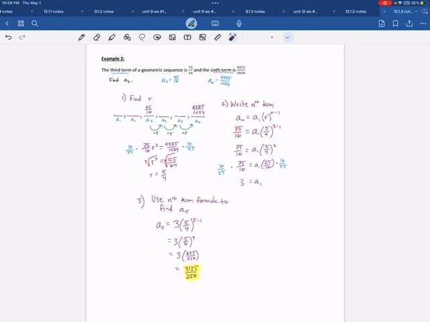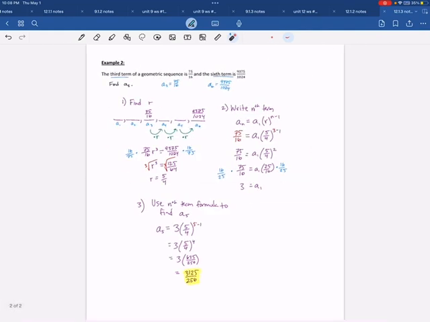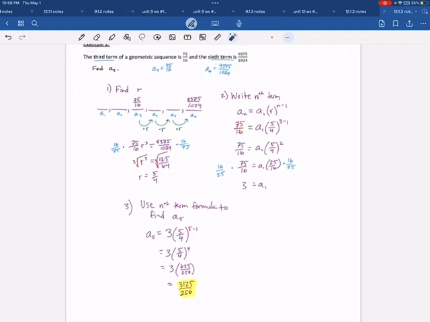Okay, that's it. Today we've just talked about the sequences themselves. We're going to have another day on finding the sum of these sequences. So that's it for today.